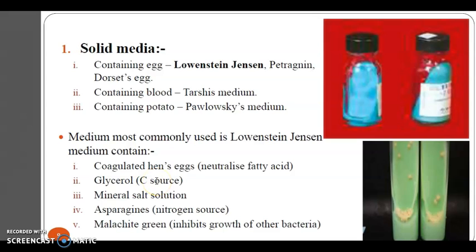The ingredients in Lowenstein-Jensen medium include coagulated hen's egg, which will neutralize the fatty acid. The glycerol is acting as a carbon source and the asparagine will be acting as a nitrogen source, and the malachite green is present to inhibit the growth of other bacteria.